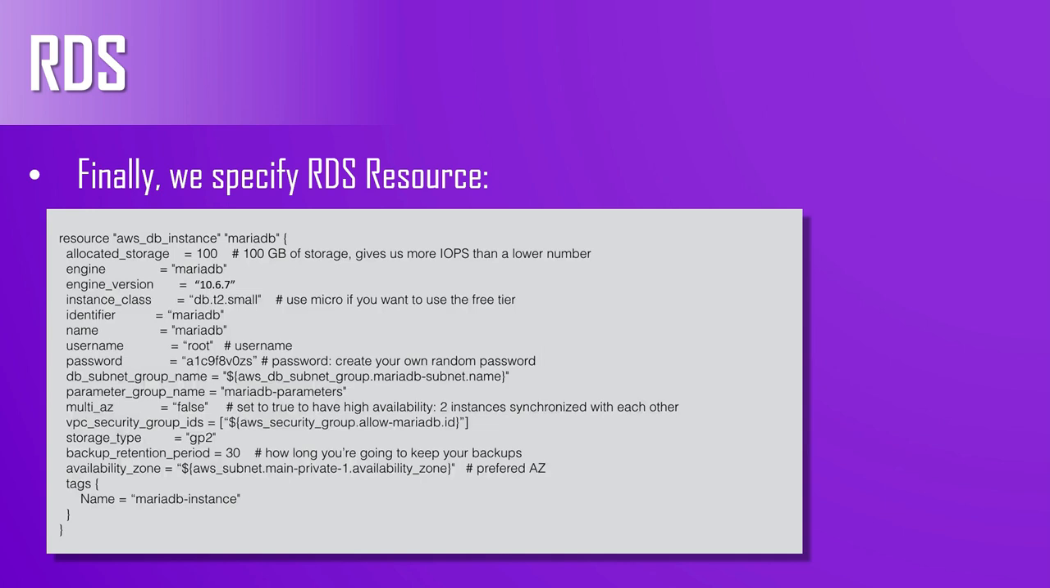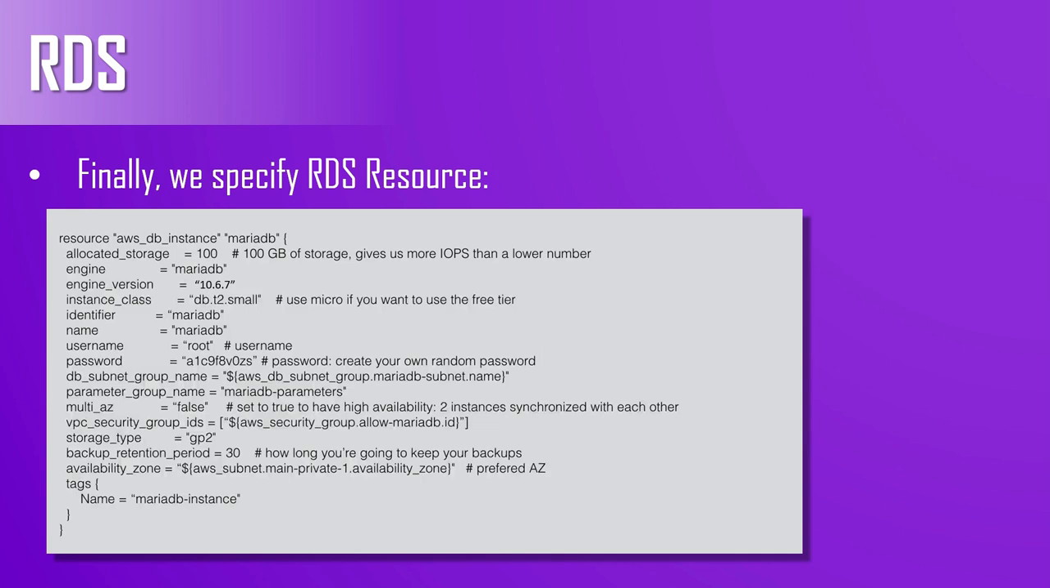Let's start from the top. Allocated storage: 100 GB of storage. It's recommended to use at least 100 GB of storage, because that gives us more IOPS than a lower number. IOPS is IO per second. The engine is MariaDB, engine version 10.6.7. You can always specify another version.